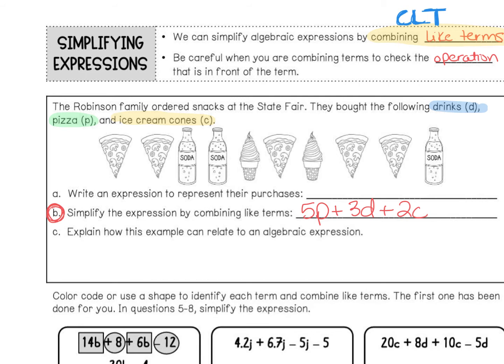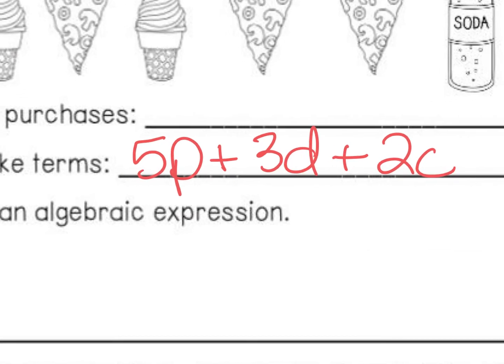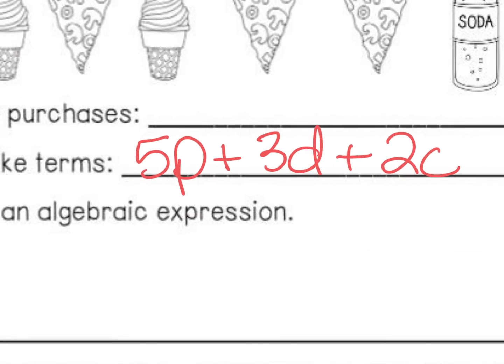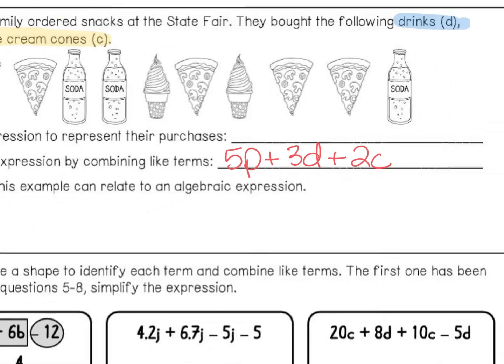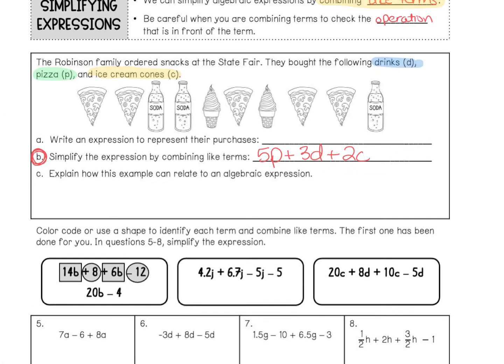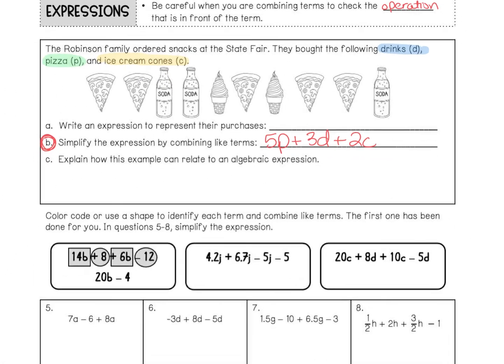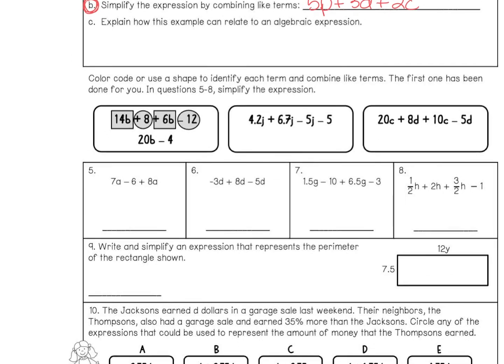Can somebody tell me why I cannot add these 3 terms together? They're not the same. They're not alike. They don't have the same variable. Awesome. So that would be your answer. This is what we're practicing today. Knowing when we can combine things and when we cannot.